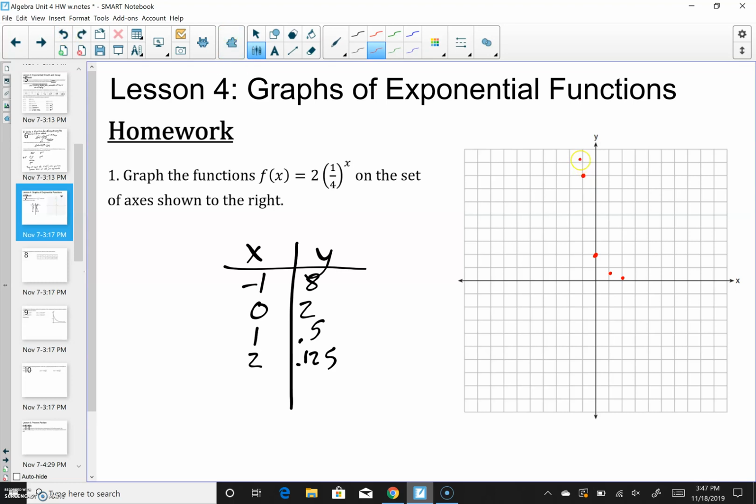Make a little bit of a better line. And I know that as I draw it, I always want to make sure that my line does not cross or touch the x-axis. That's our asymptote line. So that's what our graph of 2 times 1/4 to the x looks like.